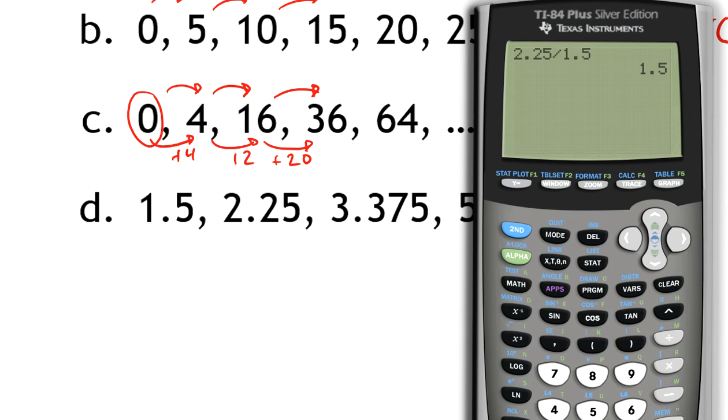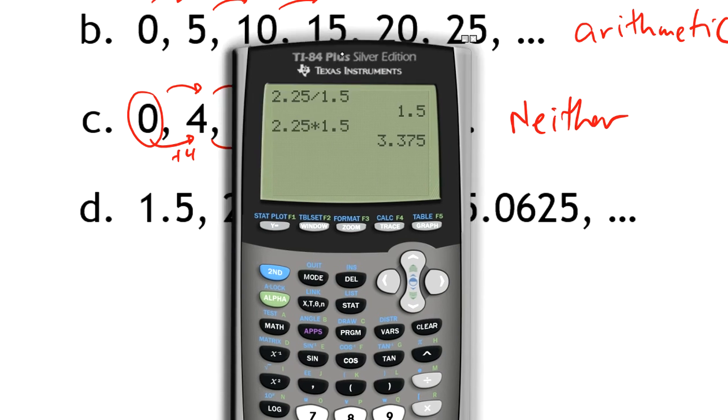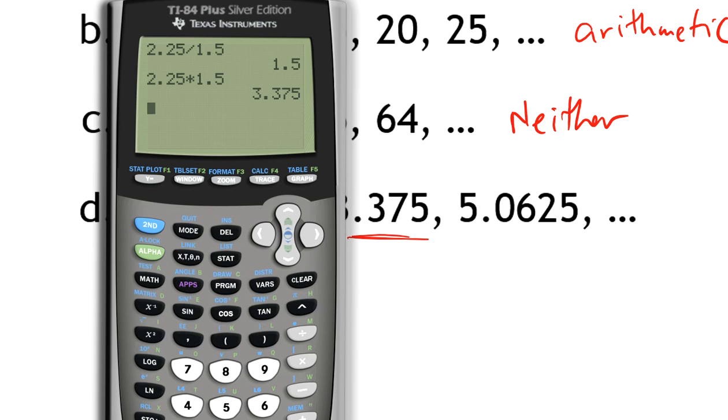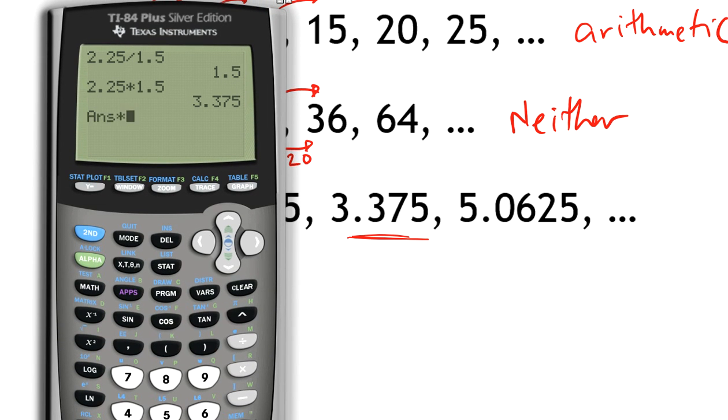Okay. So it's possible that I'm multiplying by 1.5. Let me just go with that and see if that keeps working. Let's go 2.25 times 1.5. Aha, 3.75. So I am multiplying by 1.5. Let's do it one more time. 3.75 times 1.5. And that gives me, yeah, excellent.